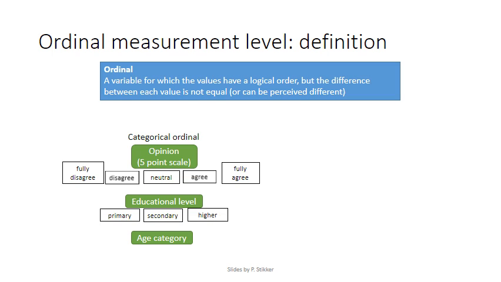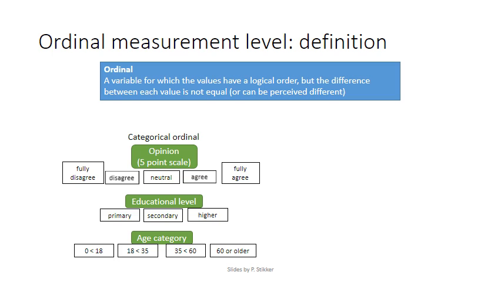The same goes for educational level and for the age category. Note with the opinion scale that the difference between fully disagree and disagree can be perceived differently by different people. And is the difference between fully disagree and disagree the same difference as between disagree and neutral? Because this is unclear, the difference between each value is not equal or cannot even be measured. These scales can also be completely flipped around, so instead of ranging from fully disagree to fully agree, we could have also ordered them from fully agree to fully disagree.